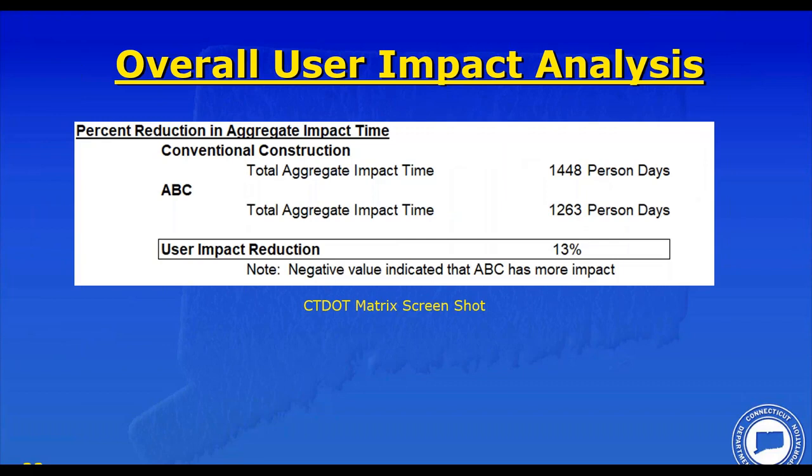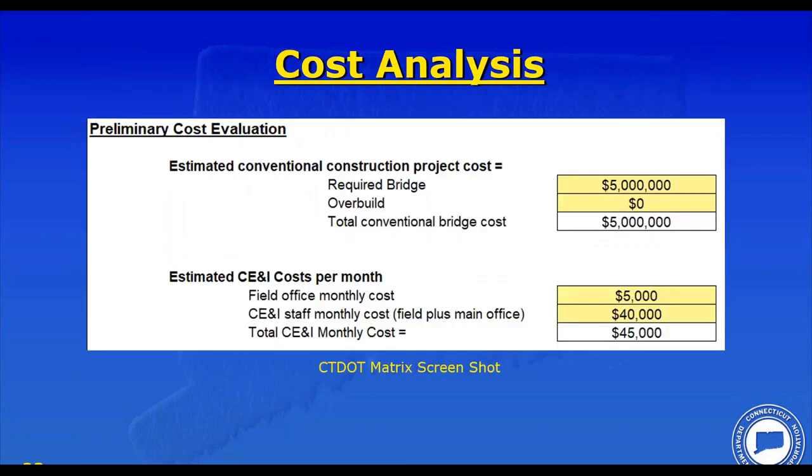So the results of this tell us that the user reduction for ABC is actually a 13% reduction. In the world of these calculations, it's pretty much a wash. ABC and conventional construction are about the same. Let's take a look at costs. Again, we'll work our way through the matrix and go through all the numbers.